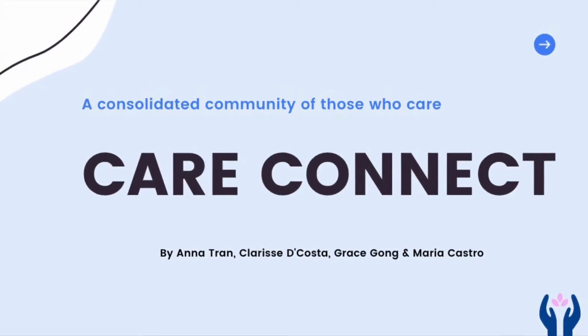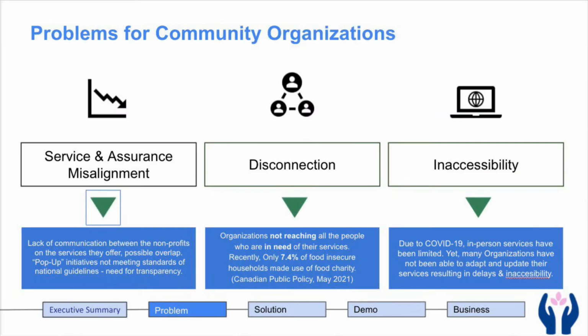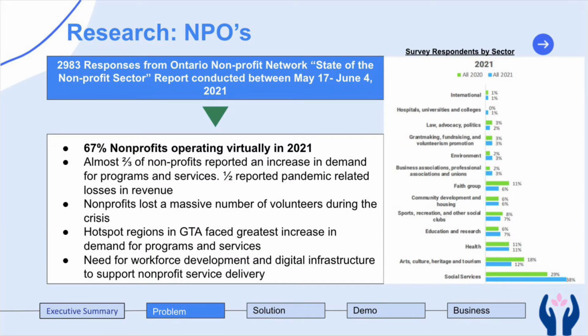Our hack is Care Connect. We solve service misalignment, disconnection, and inaccessibility for organizations and support marginalized communities. Nonprofits lost a massive number of volunteers. 67% of nonprofits are operating virtually and need digital infrastructure.